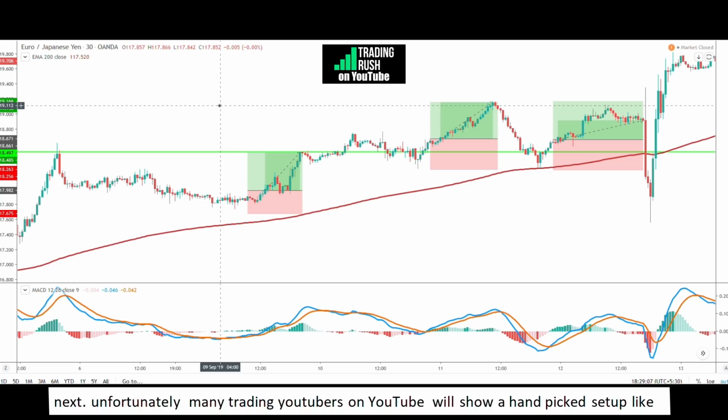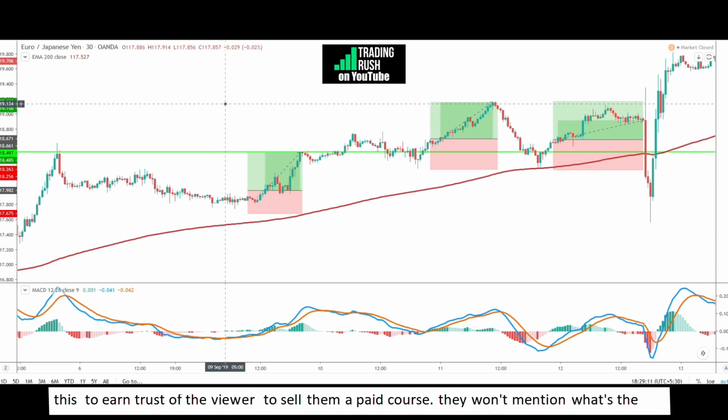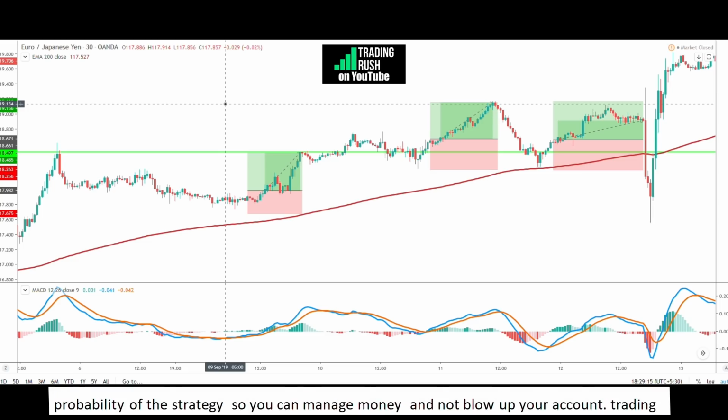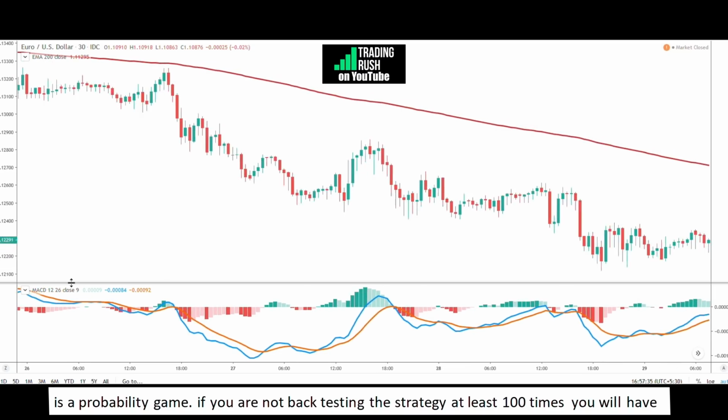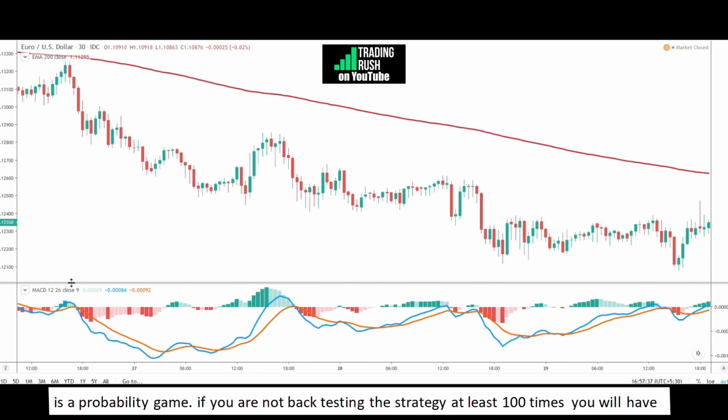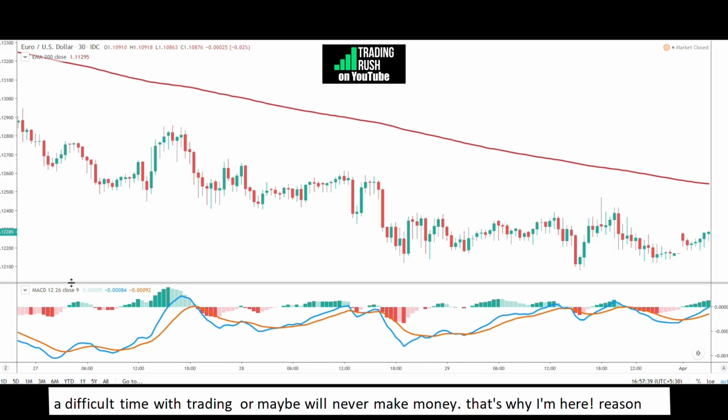Unfortunately, many trading YouTubers will show a hand-picked setup like this to earn the trust of the viewer, to sell them a paid course. They won't mention what's the probability of the strategy, so you can manage money and not blow up your account. Trading is a probability game. If you are not backtesting the strategy at least 100 times, you will have a difficult time with trading, or maybe will never make money.